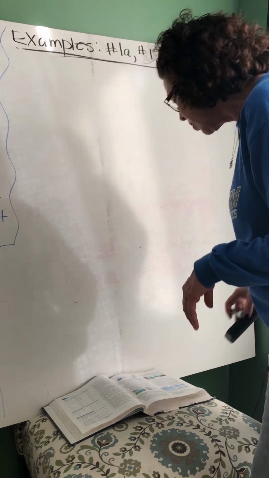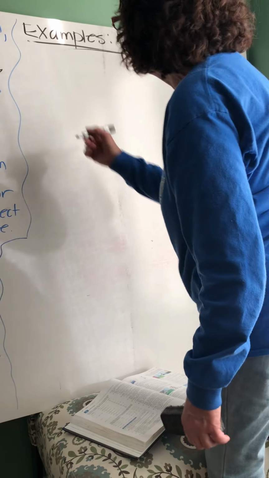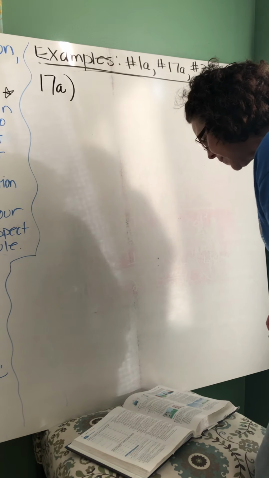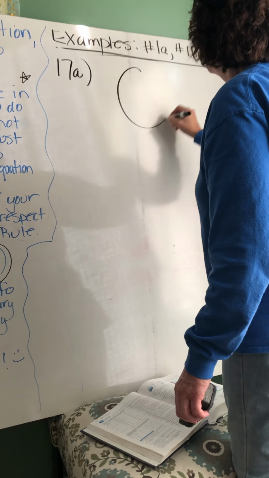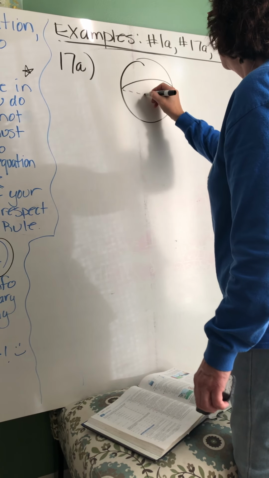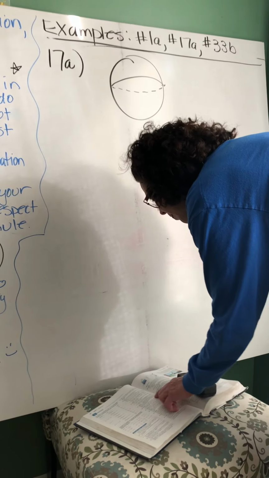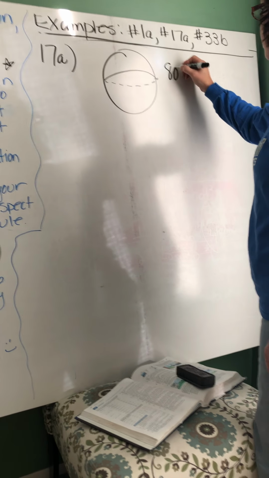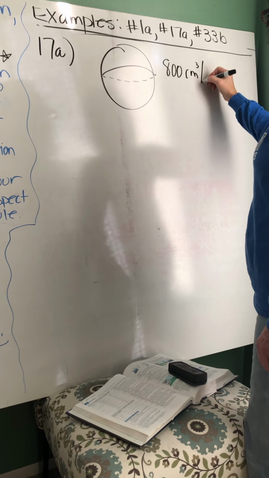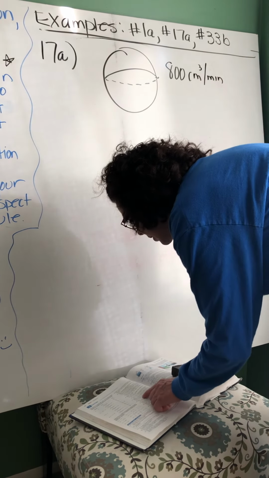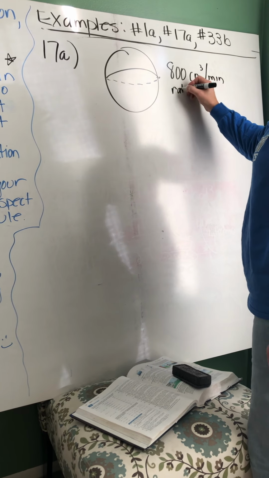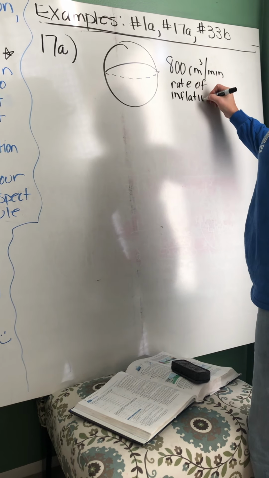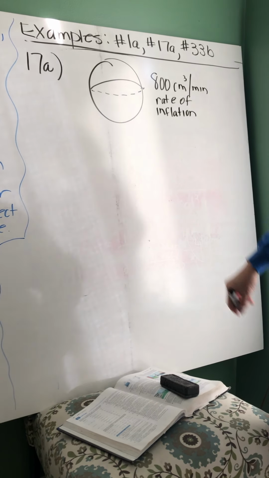So, I'm not going to write out 17A, but I am going to list the information. Of course, you are welcome to look in your book. A spherical balloon is inflated with gas at a rate of 800 cubic centimeters per minute. So this is a rate of inflation. Notice that this is a rate, I need to label it.